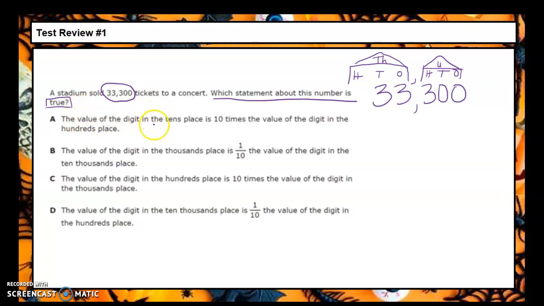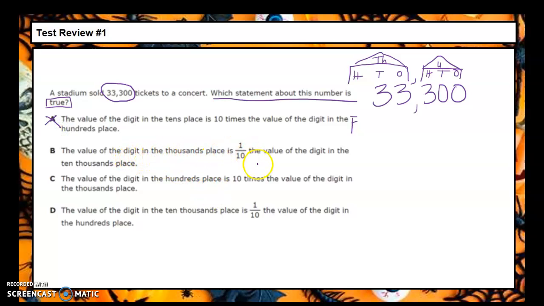So the value of the digit in the tens place, all right, so here's my tens place, which is 0, is 10 times the value of the digit in the hundreds? No, because 0 isn't going to be 10 times bigger than anything. It's still just 0. So that is definitely false, not that one.